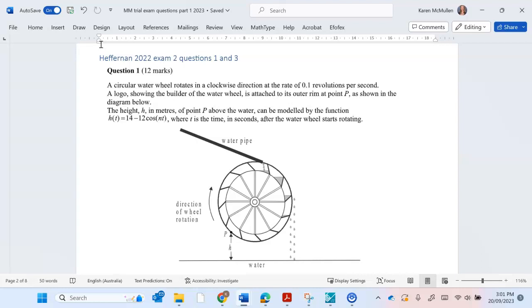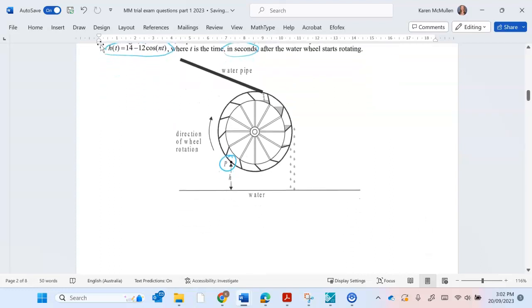A circular water wheel rotates in a clockwise direction at a rate of 0.1 revolutions per second. A logo showing the builder of the water wheel is attached to its outer rim at point P, as shown in the diagram below. The height in meters of point P above the water can be modelled by the function h(t), where t is time in seconds after the wheel starts rotating. So we've got 0.1 revolutions per second, and we've got this rule here. So t is time in seconds, which is important, and h is in meters.